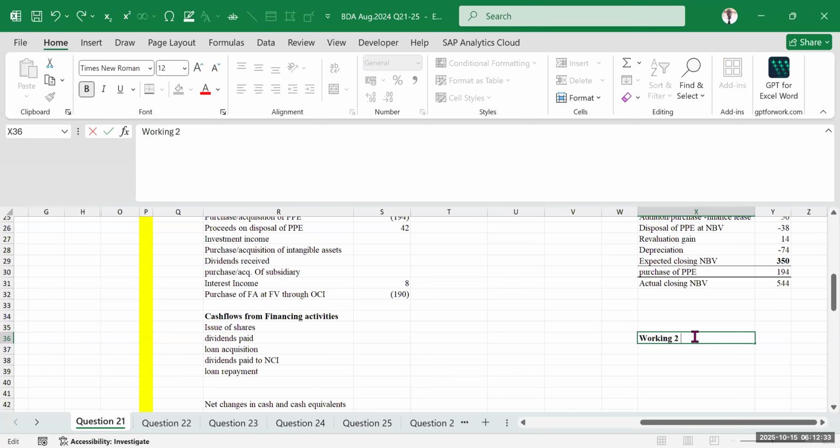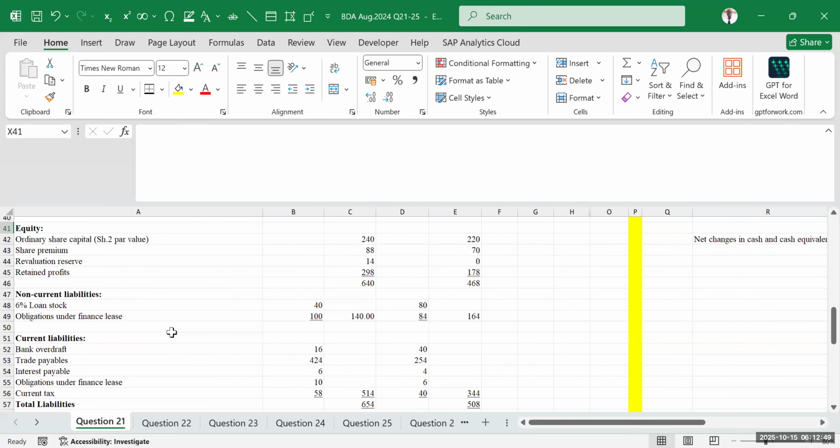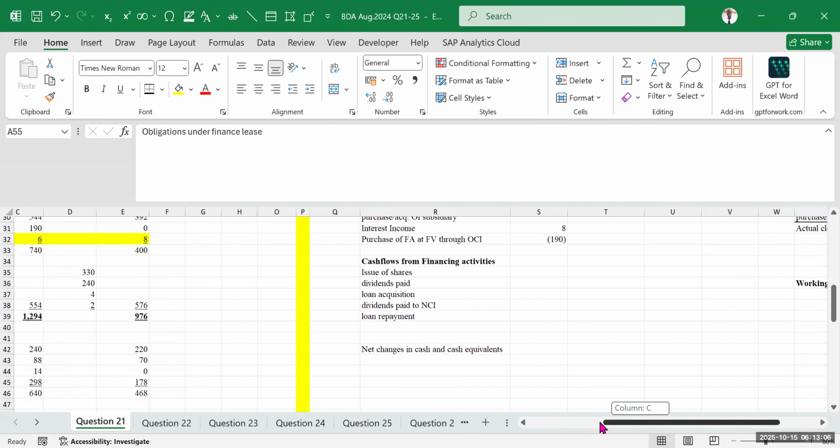And the working 2 that I want us to look at is finance lease. I want us to see, was there any payment of finance lease or not? As you have seen from the statement of financial position, our lease falls under 2 categories. There is a non-current liability of lease, which is long-term, and there is a short-term lease obligation under finance lease falling under current liability. We have to marry them together.